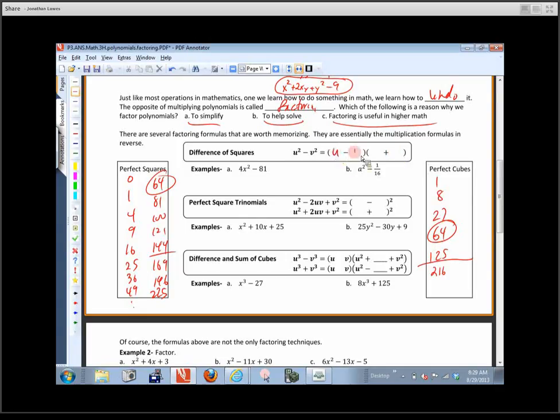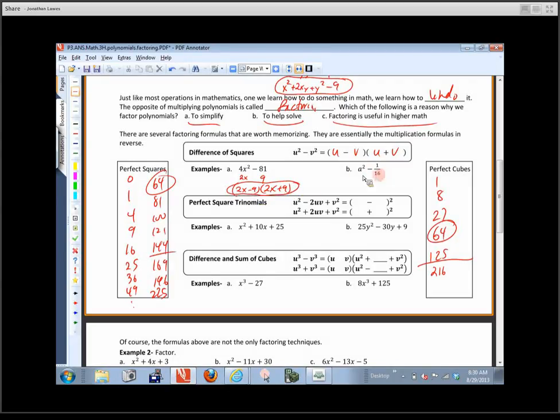So this is going to be u minus v and u plus v. So if I see a difference of squares, it's got 2 terms. That's a perfect square of 2, and that's a perfect square of 9. And it's got a minus right there, right? So it is a difference of 2 perfect squares. So it's going to be 2x minus 9 and 2x plus 9. It's that simple. We're all finished right there.